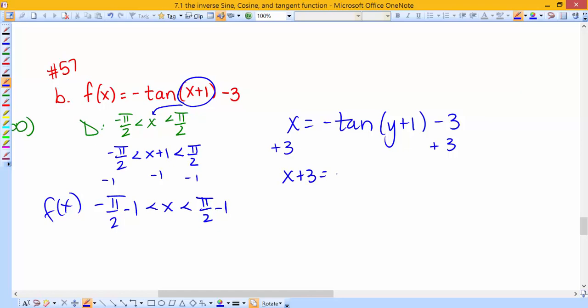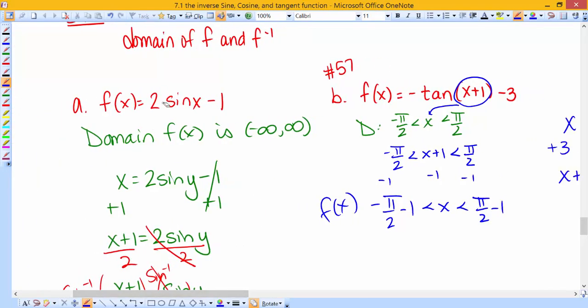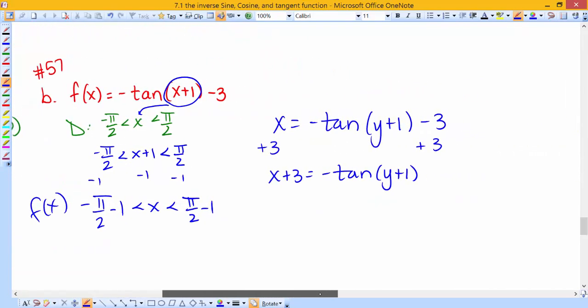X plus 3 equals negative tangent of y plus 1. Now this negative here, I'm actually going to leave it. I know in the last one I divided by 2, and I did that because it was a number other than 1. If it was 1, we would have left it. If it was negative, I would have left it. And the reason I leave it is because tangent is an odd function. And if I divide by a negative, eventually I'm going to have to pull that negative out to the front, and then it's just going to put it back. So I'm going to leave the negative.